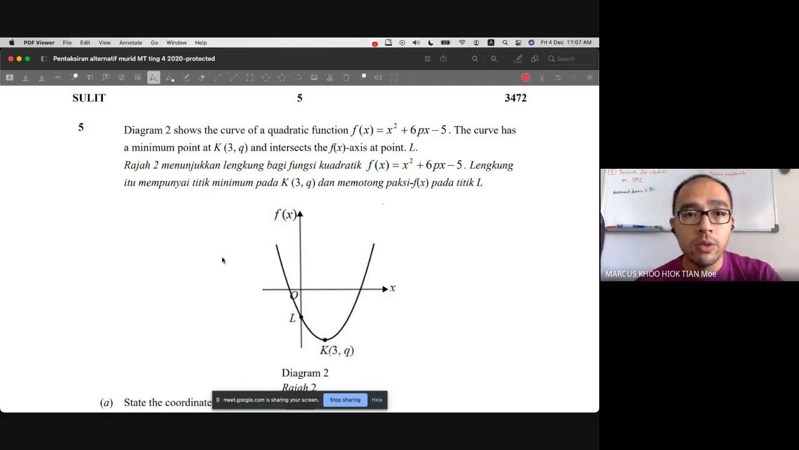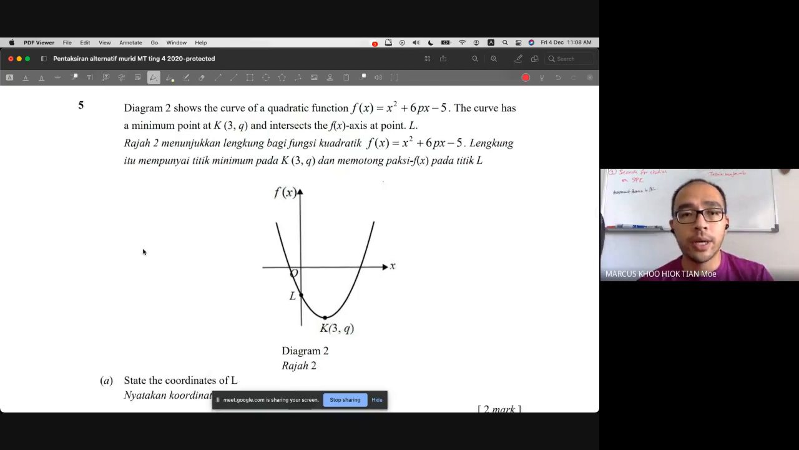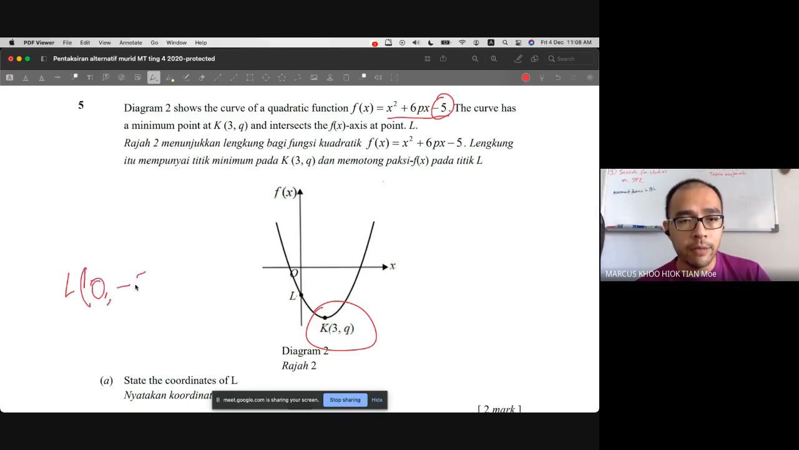Okay, diagram 2 shows the curve of a quadratic equation. The curve has a minimum point of 3q. State the coordinates of L. Okay, L is the y-intercept here. And the y-intercept is actually shown by this number at the bottom here. So the coordinates of L is actually 0 and, sorry, 0, negative 5. Okay, from this equation, we know that the number at the back is negative 5. This back number shows us the y-intercept. So this coordinate is 0, negative 5.